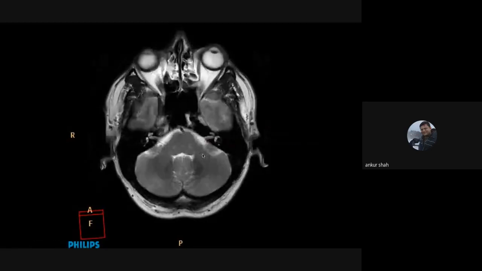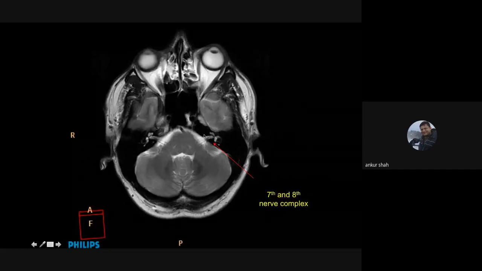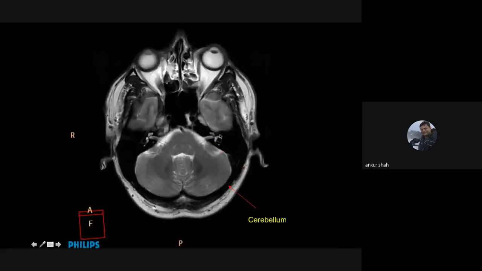As you go still above, what you can see is the 7th and 8th nerve complex. So this is the region of cerebellopontine angle. This is the CP angle. This is the canal, and here the 7th and 8th nerve, they course through this canal and go inside. This is the inner ear structures. So the normal appearance of 7th and 8th nerve. The cerebellum, the left cerebellar hemisphere, the right cerebellar hemisphere.